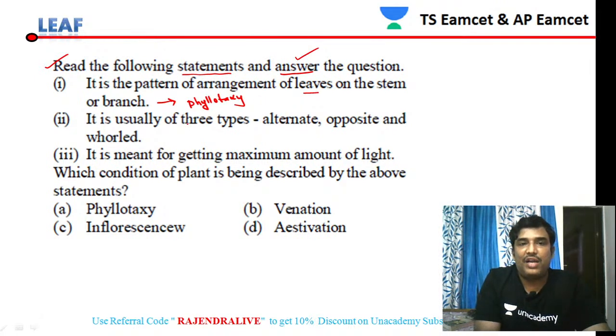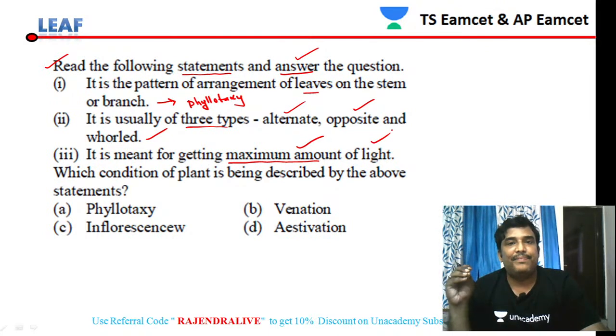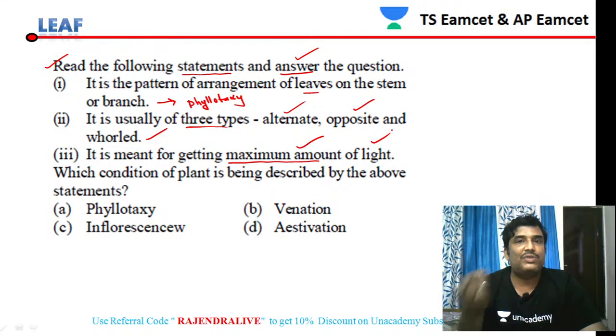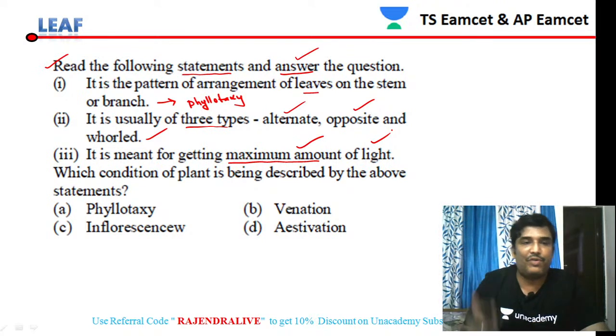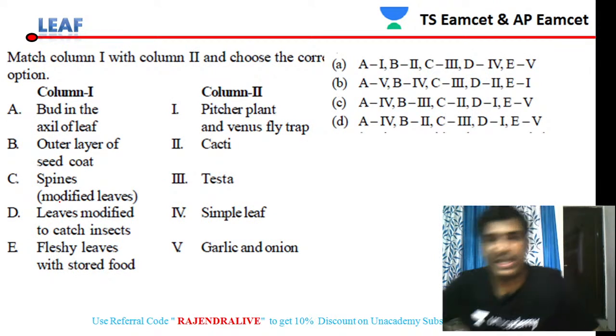Then it is usually of 3 types: alternate, opposite, and horizontal phyllotaxy. Then it is meant for getting the maximum amount of light. We were discussing the same thing in today's class. The main purpose of phyllotaxy is to expose the leaves to sunlight so that they can undergo the maximum amount of photosynthesis. So that is also a right statement. Which condition of the plant is described in the above statements? No doubt it is phyllotaxy. So finally, option A is our answer. Let us go to the next question.